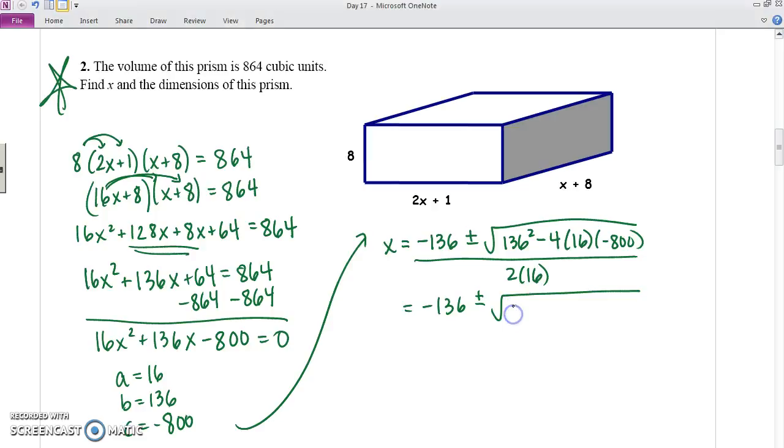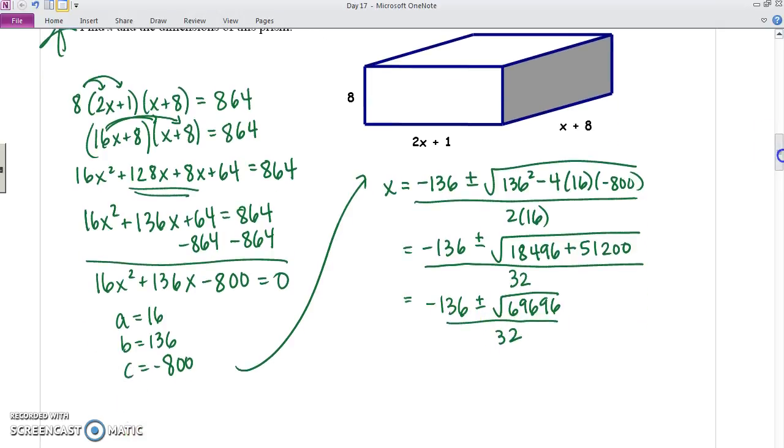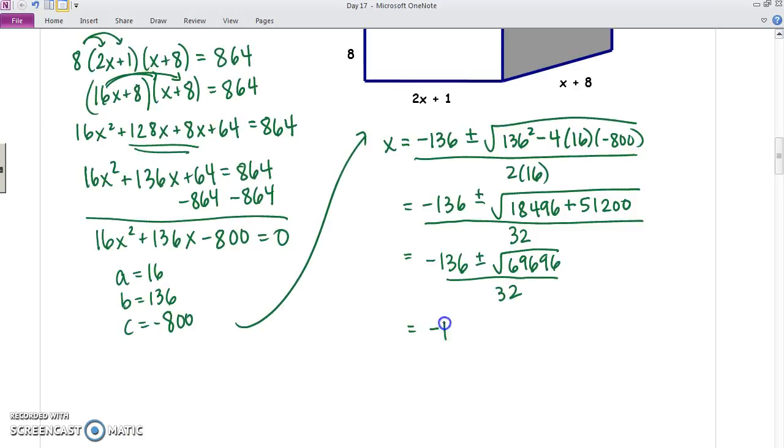136 squared is 18,496. And then I have two negatives here and here, so I'm going to have a plus 51,200 all over 32. That'll equal negative 136 plus or minus the square root of, this is kind of the number, 69,696 over 32. And then when I take the square root of that number, I get negative 136 plus or minus 264 over 32. Now hopefully you remember you get two answers.